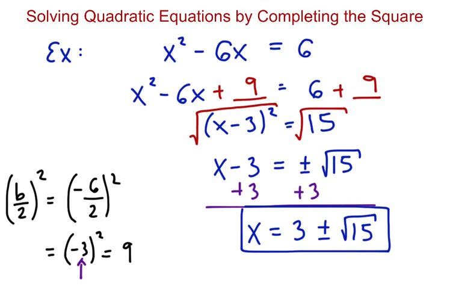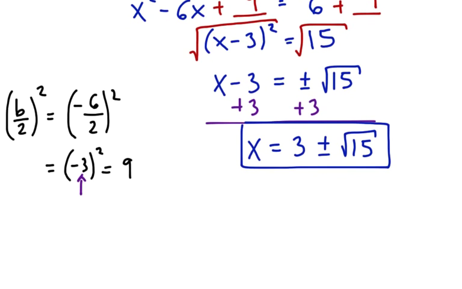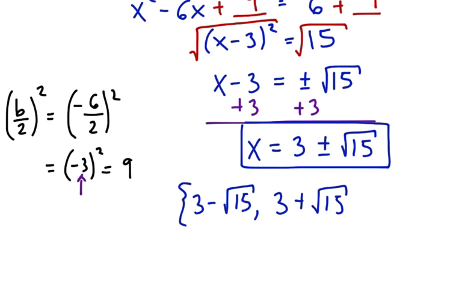If you like, you can take it to your solution set notation. In this example, if you were to take it to that solution set notation, we could write it as 3 minus the square root of 15 and 3 plus the square root of 15. So either of those notations would be great for your solution. Let's look at another one of these.